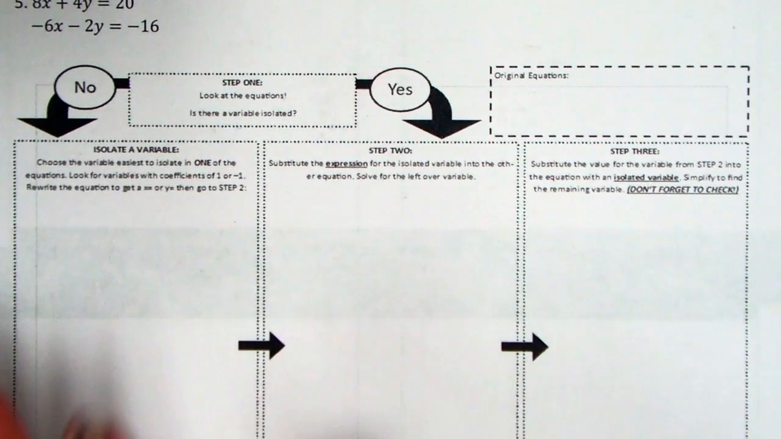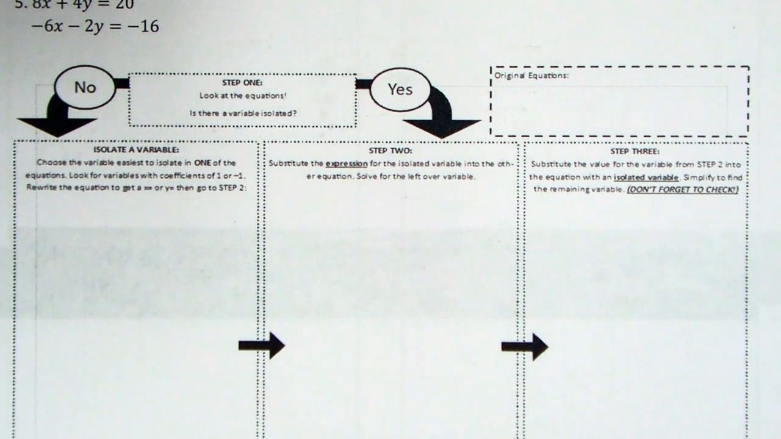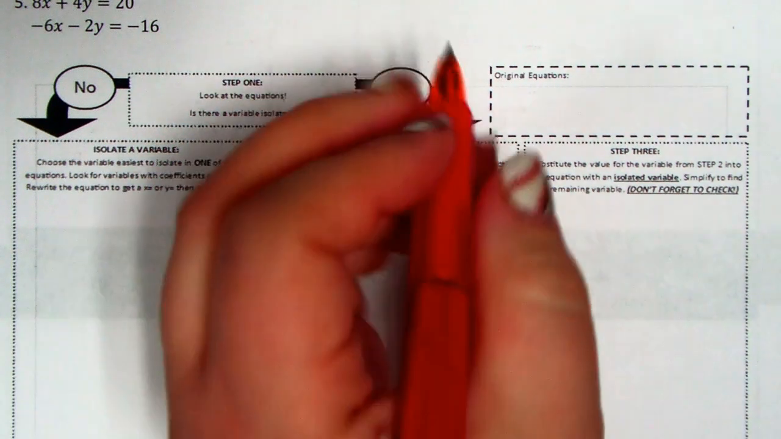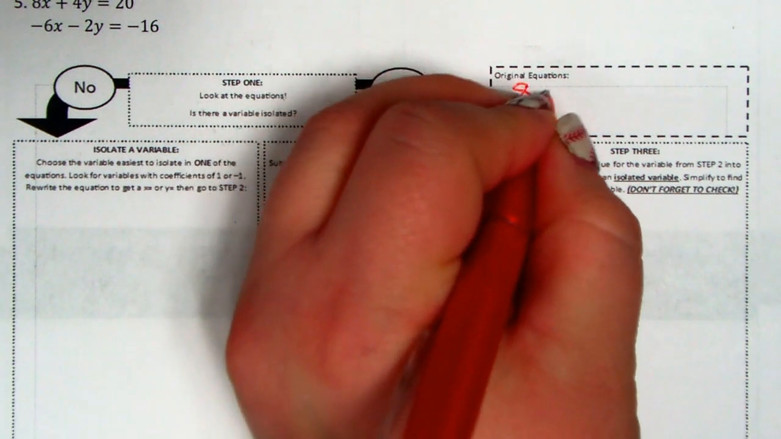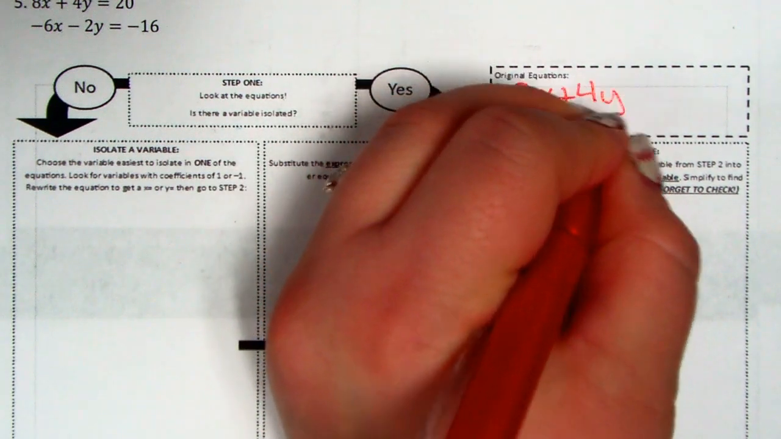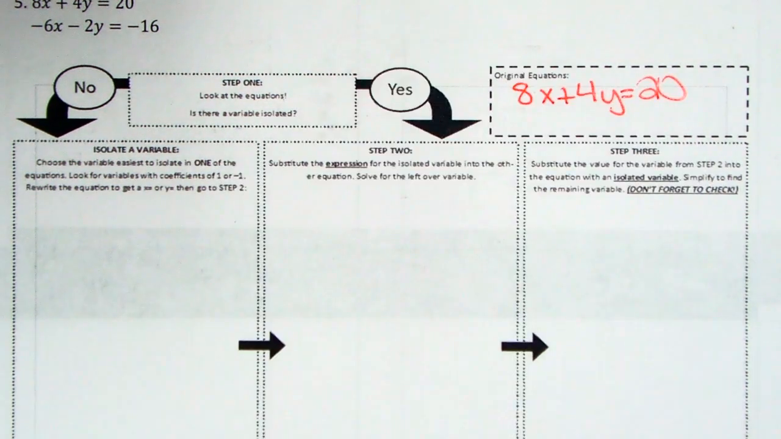Take a look at number 5 before we jump into the word problems, because part of this standard is being able to write and solve word problems. So we have 8x plus 4y equals 20.